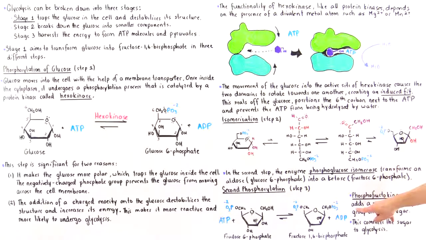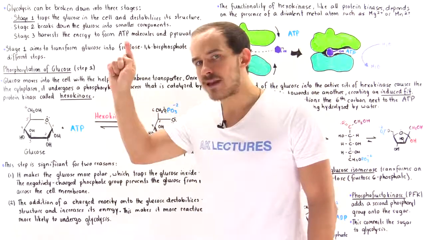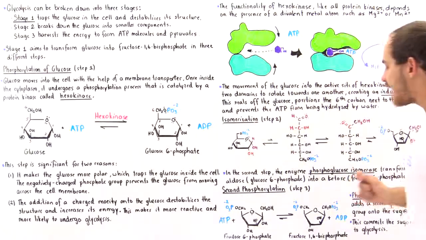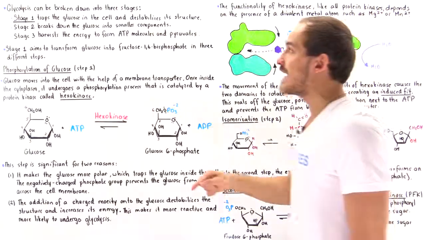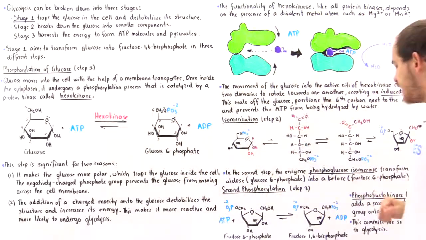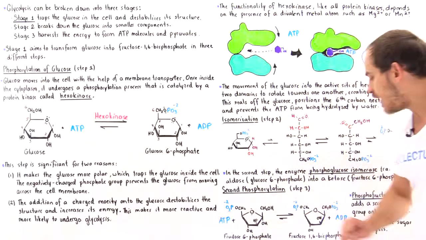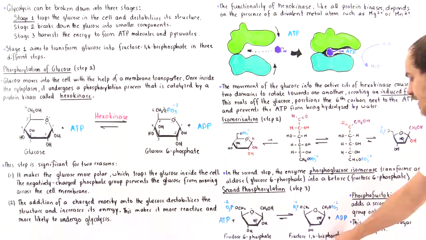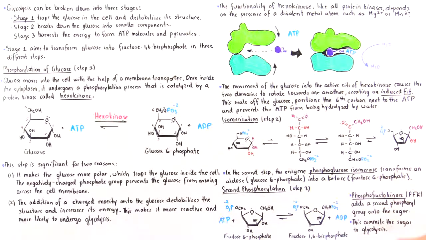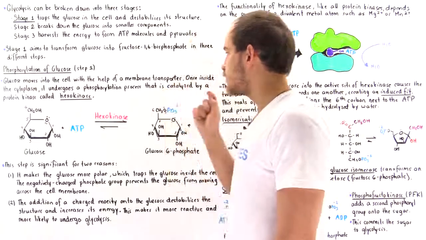So in step 3 of stage 1, phosphofructokinase, PFK, adds a second phosphoryl group onto that sugar to make it much less stable, higher in energy, and therefore much more reactive. And that will allow it to actually break down in stage 2 into smaller components, as we'll see in the next lecture. And so we transform the fructose 6-phosphate into fructose 1,6-bisphosphate. And this is what we call the commitment step. It commits it to the process of glycolysis.